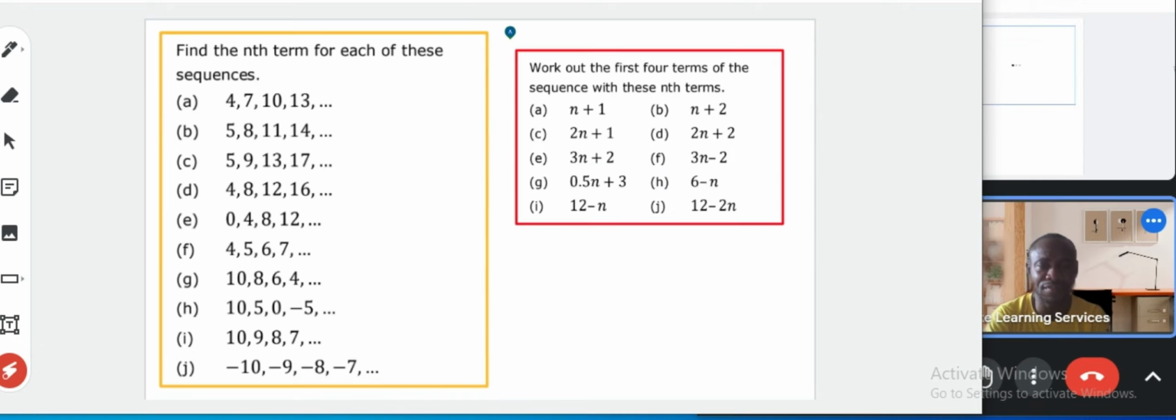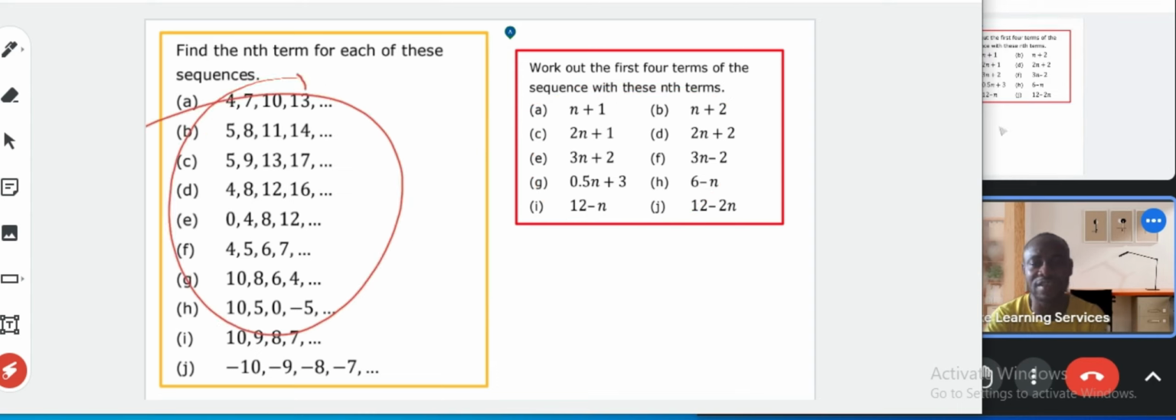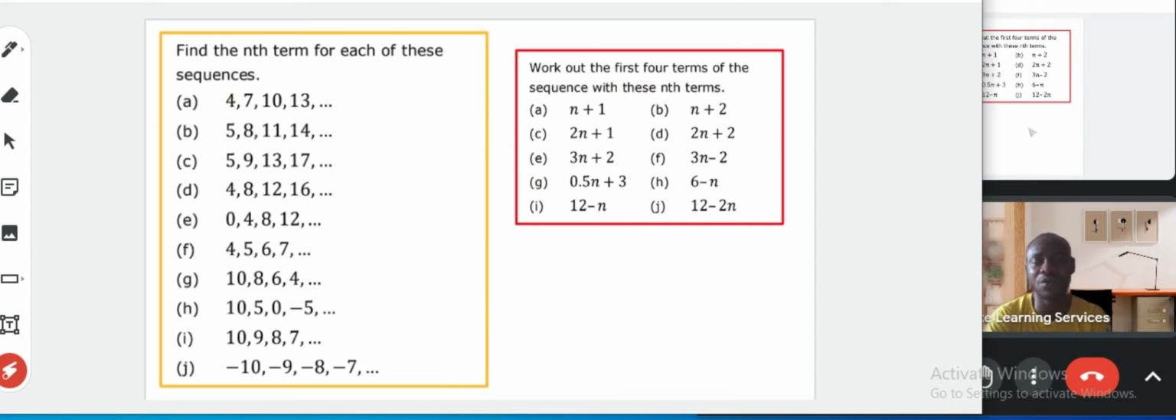Okay. So it says work out the first 4 terms of the sequence with these nth terms. This one is easy. You just substitute values and then get those things. Yeah, so actually, I just realized, this is what you know. You haven't learned this yet. Oh, okay. So this is the one you were talking about. I understand. This one is easy now. Anyway, since you're talking about this, we're going to look at it.